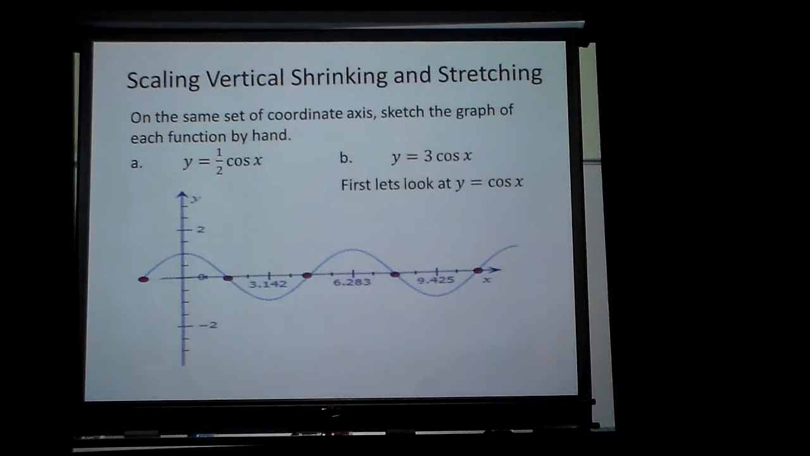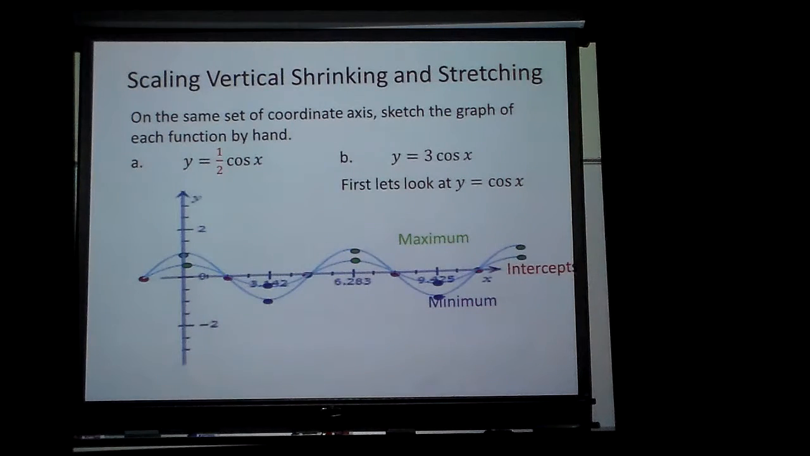Notice, if I was to graph my regular sine graph, here are my zeros, right? And there are my maximums and minimums. What's half of 1? It's right there. Half of negative 1 is right there. If I put that together, I just graphed it, by using the amplitude.